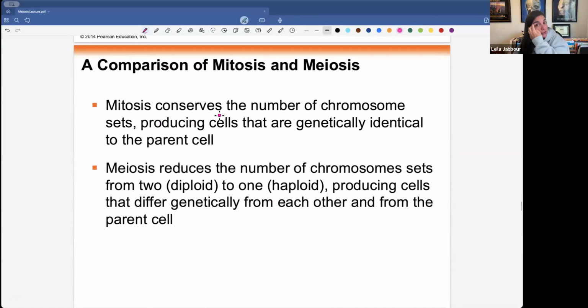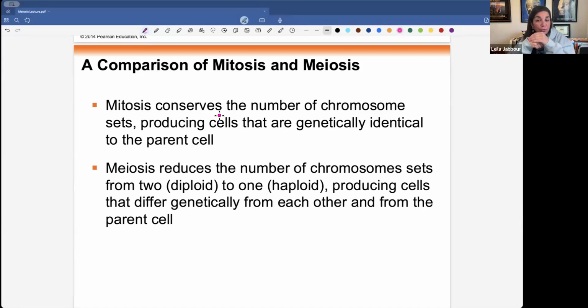So mitosis conserves the number of chromosome sets, producing cells that are genetically identical to the parent cell. We saw that in mitosis. Make sure you understood that. We have these chromosomes in sets. So 2 of chromosome 1, 2 of chromosome 2, 2 of chromosome 3. Those are sets.